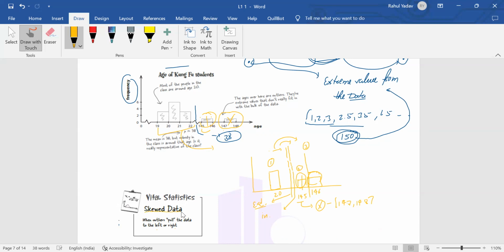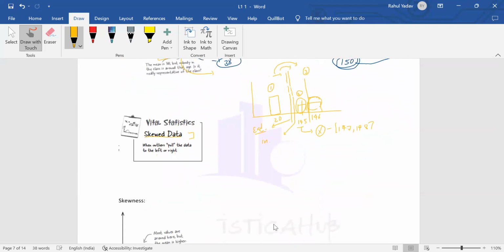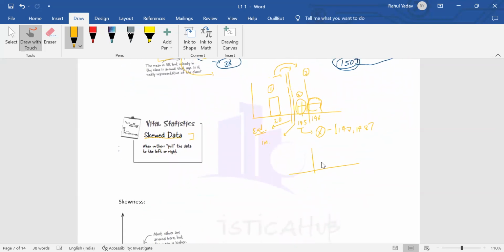So what is the meaning of skewed data? When outliers pull the data to the left or to the right, we have skewed data. Okay, so the data can be skewed. Like we have something like this. In this particular data, the histogram was something like this. We have two outliers that are pulling the mean towards this point. So technically, this is skewness.